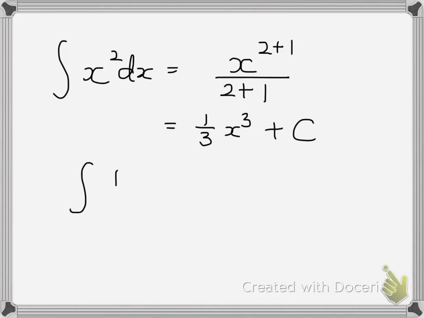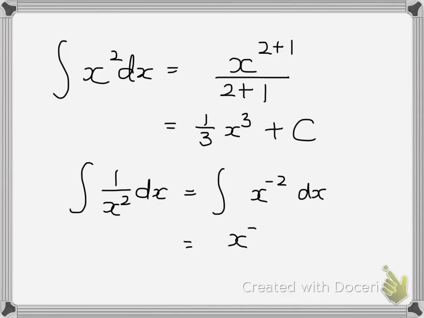Some more example. Let's say you have 1 over x squared dx. How do you do this? One of the good ways is to write this in index form. What is the index? -2, yeah? So if you integrate this, you get x to the power -2 plus 1 divided by that, which is -1 over x plus c. Are we right? Okay?